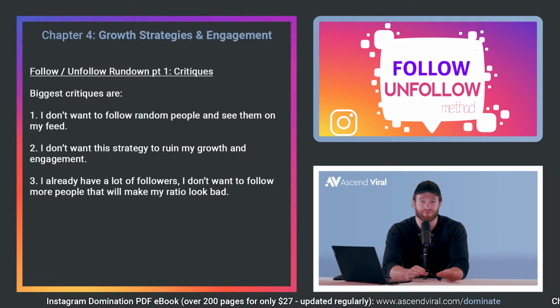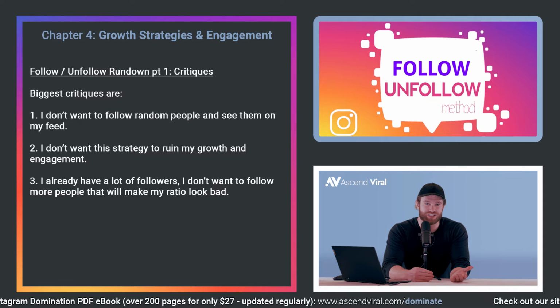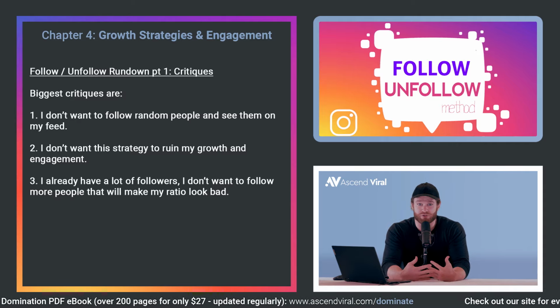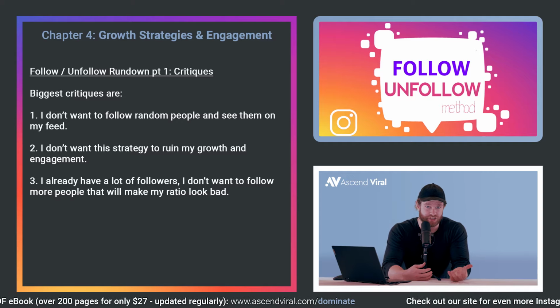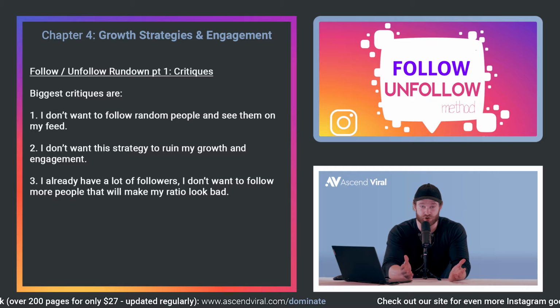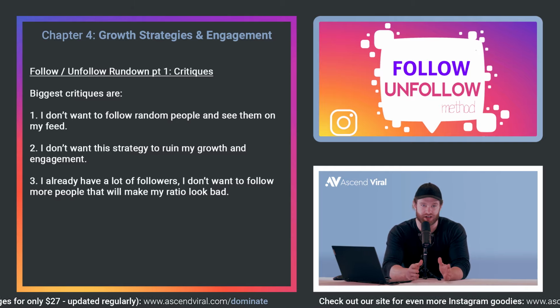And also, let me be clear, I might have some bias. My company does this service for people, but I've also seen this strategy work wonders. I've grown plenty of accounts using this strategy, and I've helped other people grow their account with this strategy. And my company has helped thousands of people grow using this strategy. So that's my bias, but I completely understand the criticism.